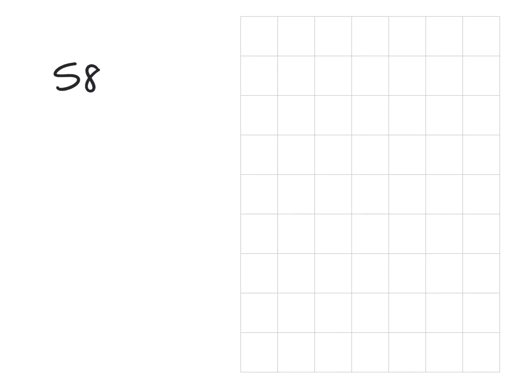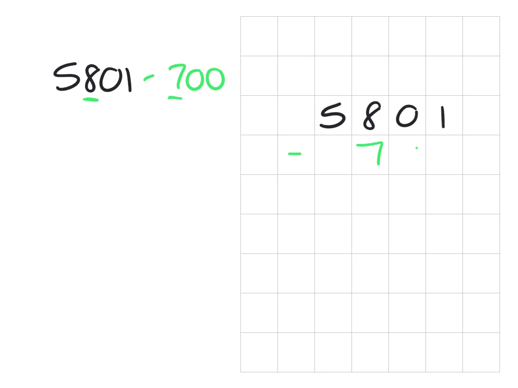And next we're going to look at a multiple of 100. So beginning with the 5,801 as our example again, we're going to subtract 700 this time, and again we'll look at that in the column, although we can see the hundreds. These are the columns that are going to be affected. So 5,801 subtract the 700.